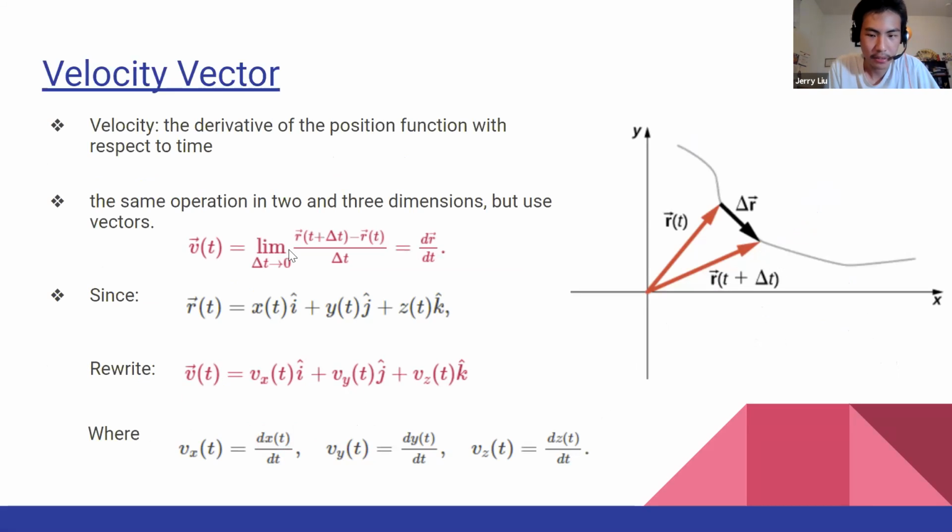Next we will talk about the velocity vector. The velocity vector is basically the derivative of the position function with respect to time. Velocity, you may have heard this before, is basically speed, but with direction. How you would get that from position is by taking the derivative. This is basically the same thing. You can still use derivatives here, but in two to three dimensions, this will be the slope of this vector, and you can just represent this velocity as a vector.